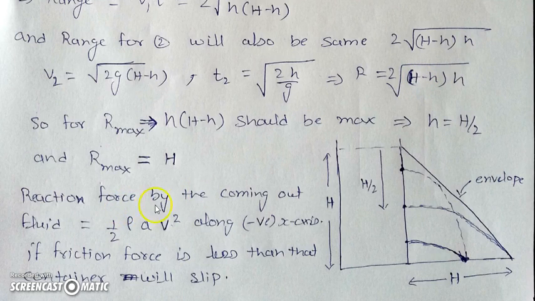One more important thing to be noticed is the reaction force. This is the result for the reaction force. As the fluid is moving in the forward direction, it applies a reaction force in the backward direction, and if the friction is not sufficient, the container may slip. So if friction is less than this force, then the container will move in the backward direction.